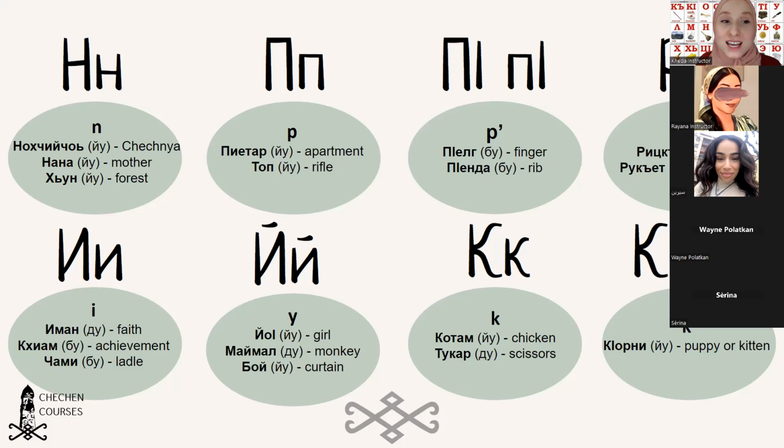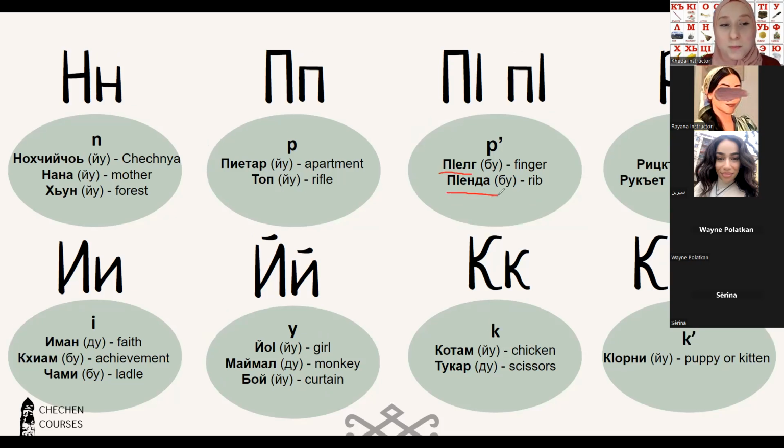It's like you are trying to say a schwa, and then you connect your lips together to produce the sound. It's stressed. If I'm not mistaken, there are only 8 words that have this letter in the Chechen language. Pielg and piand are both organs of the human body. Pielg is finger, piand is rib.